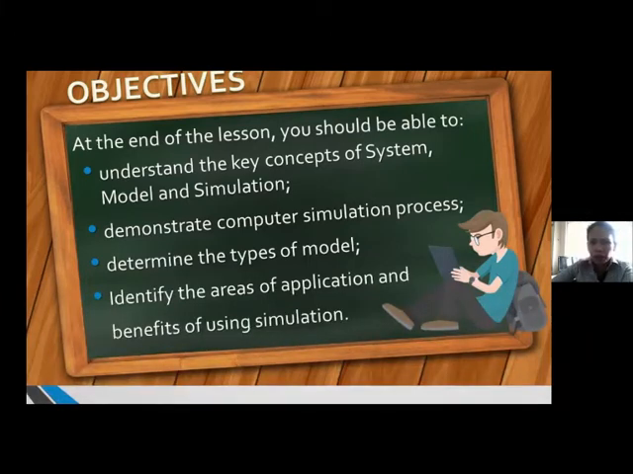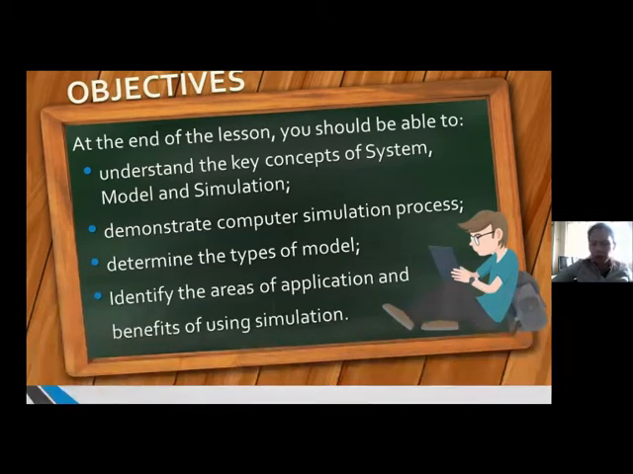At the same time, you should be able to demonstrate the simulation process, determine the types of models, identify the areas of application, and know the benefits of using simulation. These are the things that you will learn at the end of this lesson.